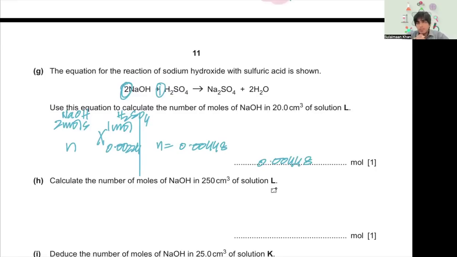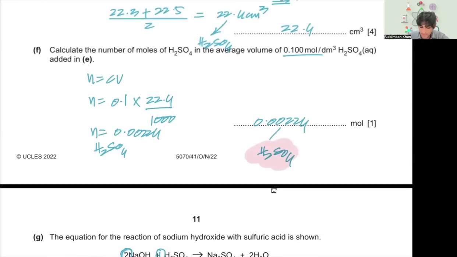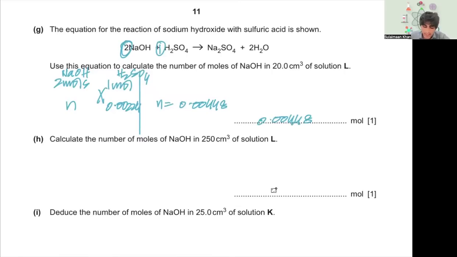Stick to your concepts, stick to what your teachers taught you, right? So that's 2 moles of NaOH reacting with 1 mole of sulfuric acid. And how many moles do I have? Sulfuric acid, these are the moles. Now I can calculate the number of moles of NaOH in 250 cm cube of L.